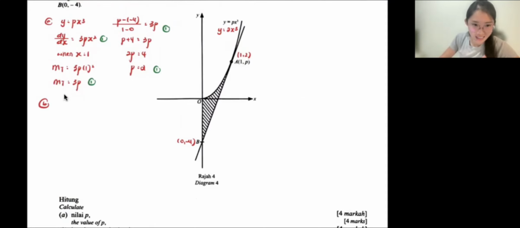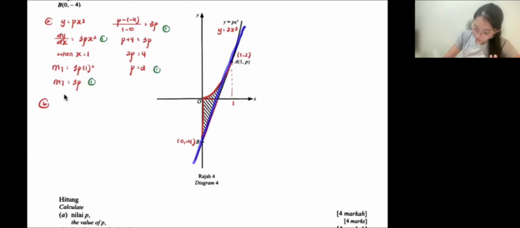If you're using dx, what you can do is use area of triangle, plus integration from 0 until 1 over here, minus this triangle. You see this? This is a triangle, straight line over here. First of all, we have to find out this triangle. We need to know what is the equation of this line first.